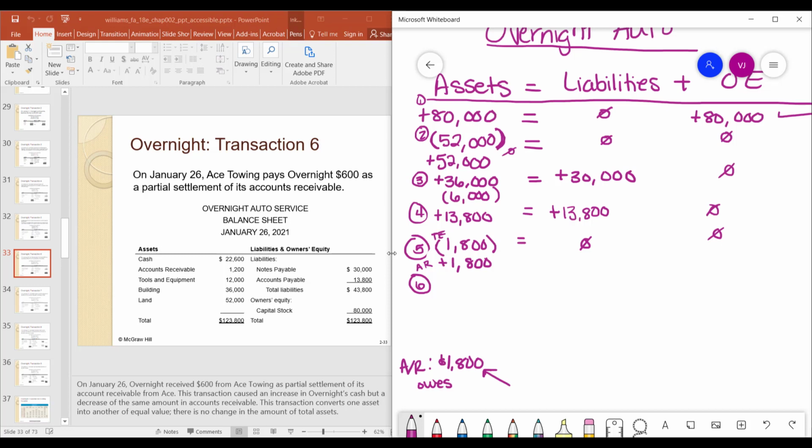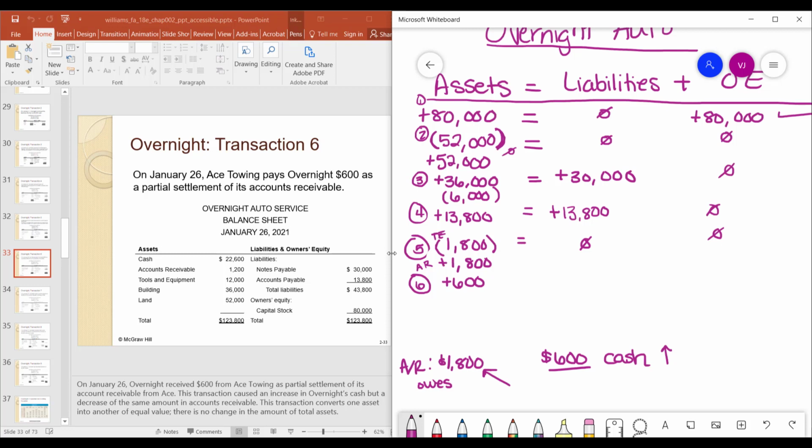So what's happening if the business is getting paid $600? We're owed the $600, right? And Ace Towing is giving us $600. If someone's giving you $600, you are receiving cash, right? Whether that's actual cash or a check or electronic funds transfer, whatever it may be, right? They're paying part of the amount off that they owe us. So cash is going up, isn't it? We're receiving $600 cash. So the cash balance should be going up by $600, which means my total assets are going up by $600.